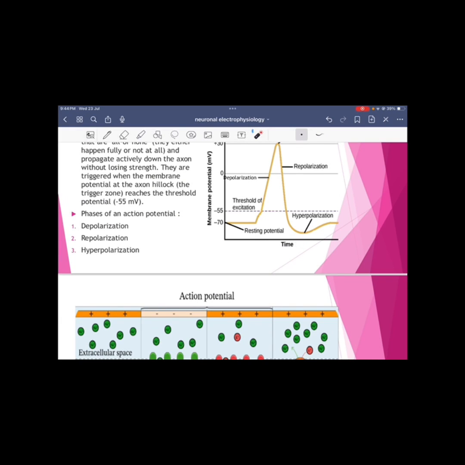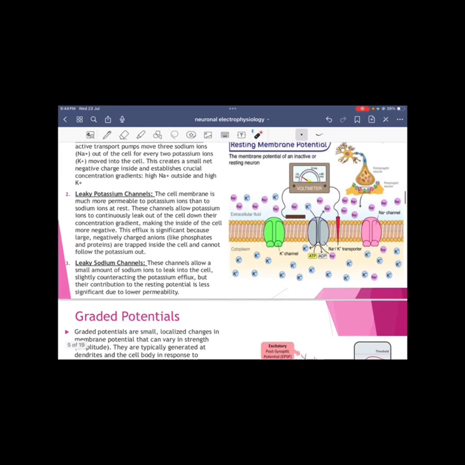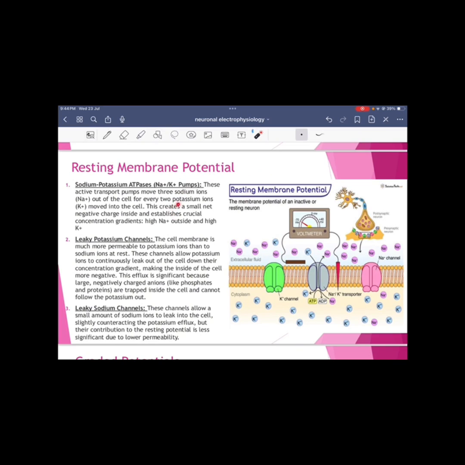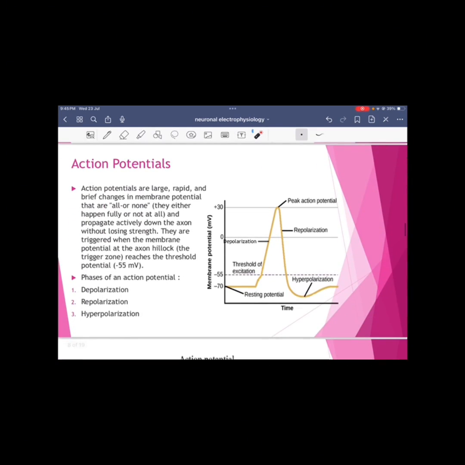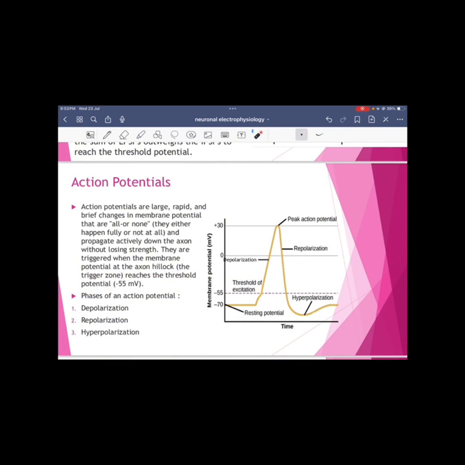But what acts to maintain the resting membrane potential and to restore the same resting membrane potential? As we said, the sodium-potassium pumps, like we talked before, and the potassium leak channels and the sodium leak channels will act to maintain the resting membrane potential. So after the hyperpolarization, those three factors will act together to maintain and stabilize our resting membrane potential, which is at -70 millivolts.